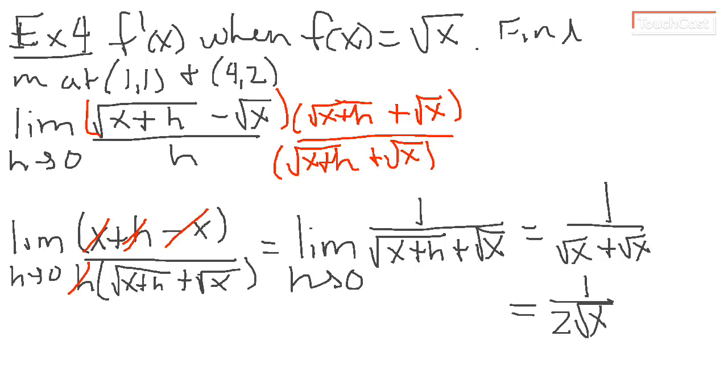So our derivative is 1 over 2 square roots of x. That's what f prime of x will equal. We're not quite done with the problem. They did ask us to find the slope of the derivative at (1, 1) and (4, 2). So I'm going to clean up my screen here while I get ready for that next part.